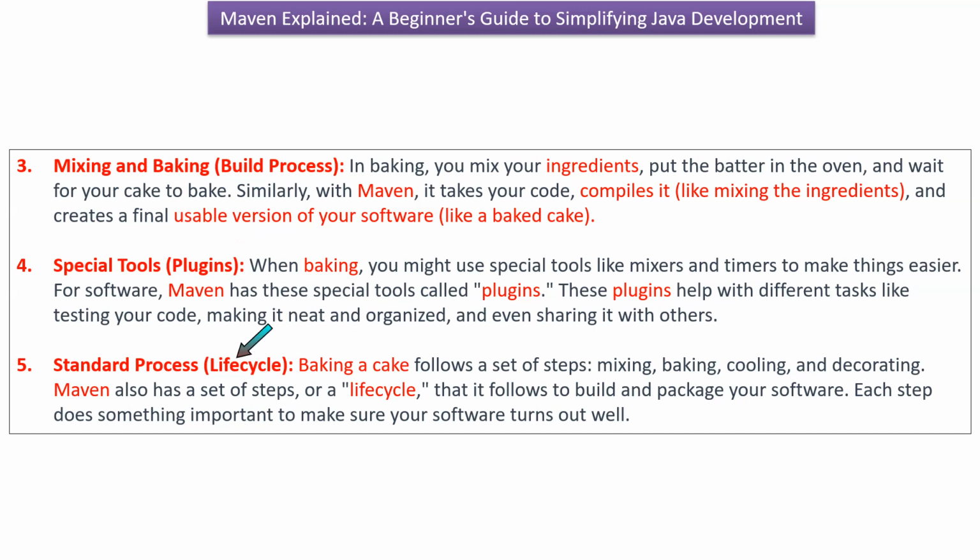Fifth point is standard process, which is equivalent to life cycle. Baking a cake follows a set of steps: mixing, baking, cooling, and decorating. Maven also has a set of steps, or life cycle, that it follows to build and package your software. Each step does something important to make sure your software turns out well.